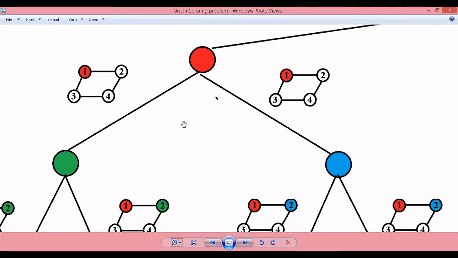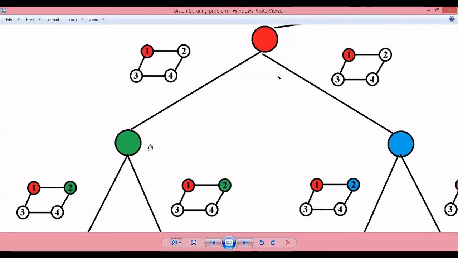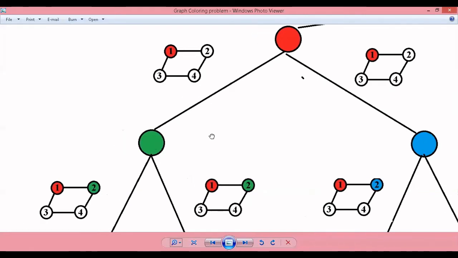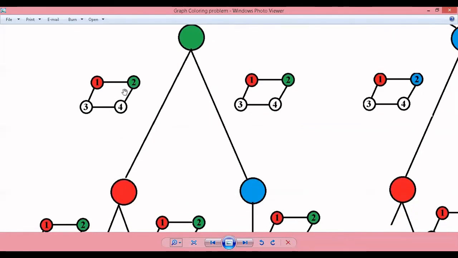Now, suppose I had chosen red color for coloring node 1. Now I am left with node 2. For node 2, I have two choices left, that is green and blue. Now suppose one by one I will teach you. After red, suppose I choose green color. Now I will follow this path. The first node I have already colored with red. The second node I am coloring with green color. So now coming to the third node.